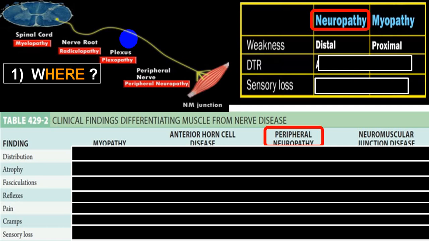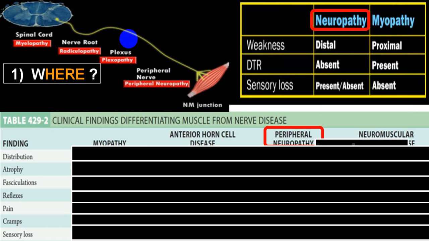As far as the deep tendon reflex is concerned, in myopathy it will be preserved, while in neuropathy, if that root is being involved, the deep tendon reflex will be absent. And as far as sensory is concerned, in myopathy it is not involved, while in neuropathy, if it is a mixed nerve, it will be involved. And if it is pure motor, then sensory is not involved.